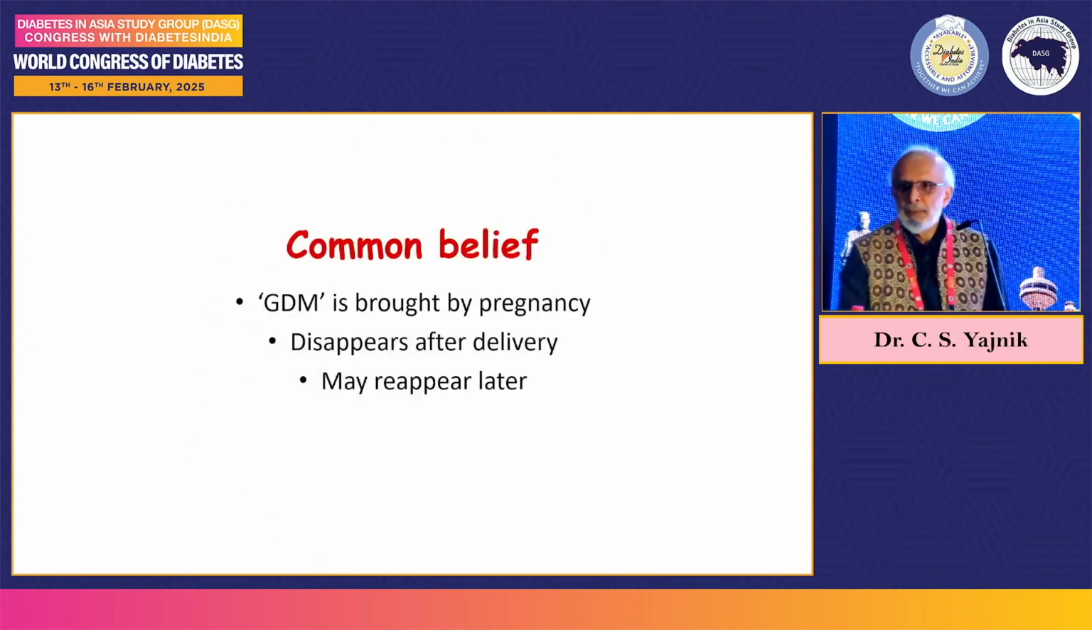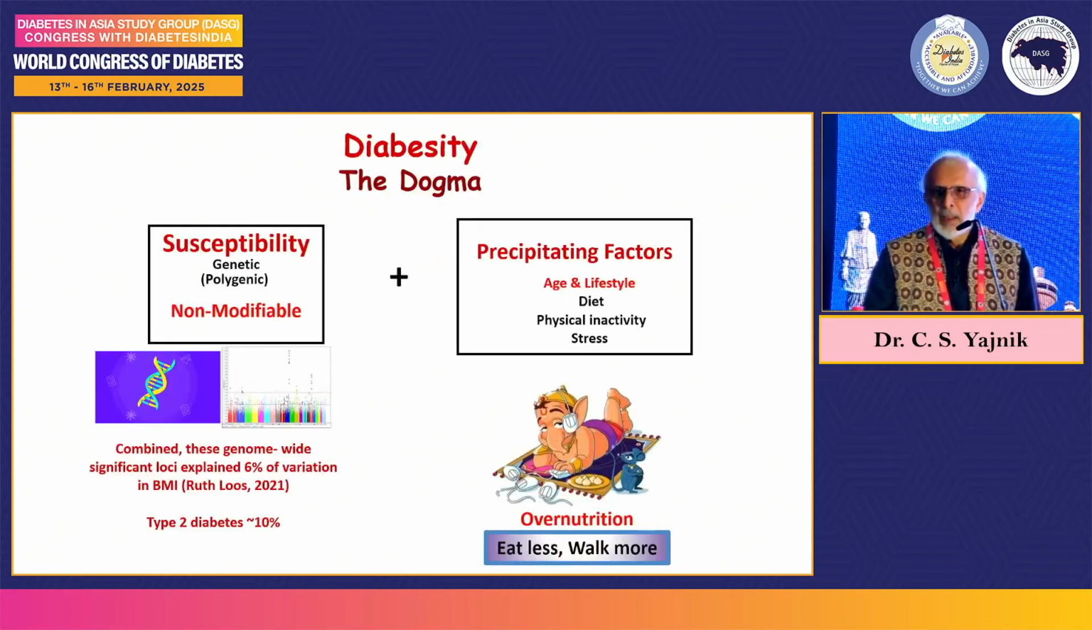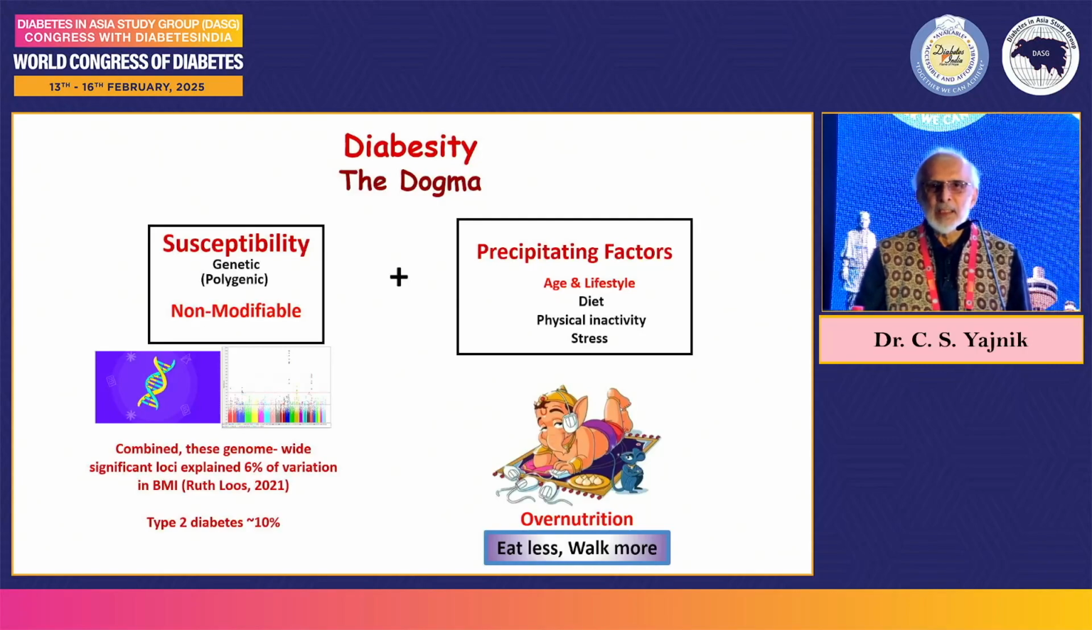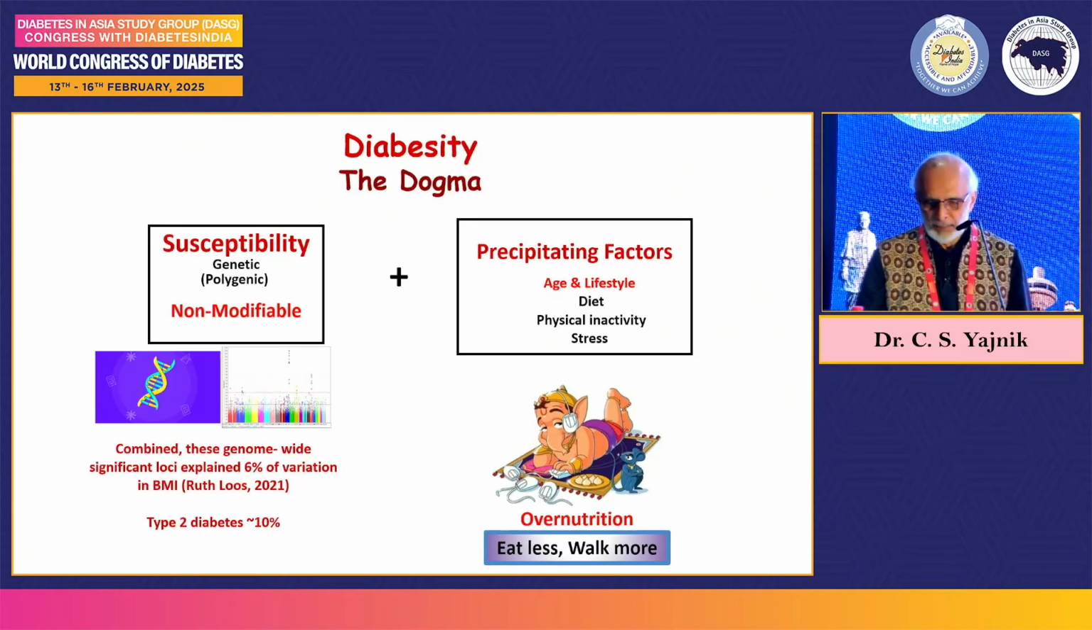Now, common belief in clinics is that gestational diabetes is brought on by pregnancy. It disappears after delivery and then it may reappear later. If we follow the dogma for diabesity, which is diabetes and obesity, the thinking is that it's genetically predisposed, and then there are lifestyle factors which actually precipitate it.